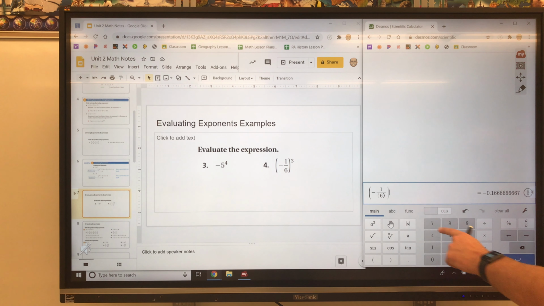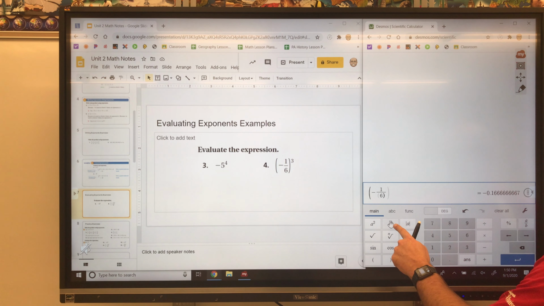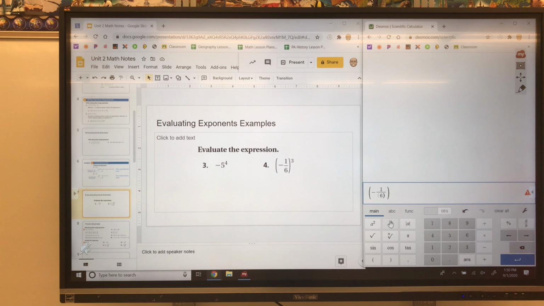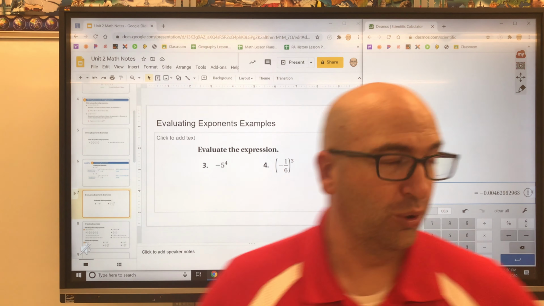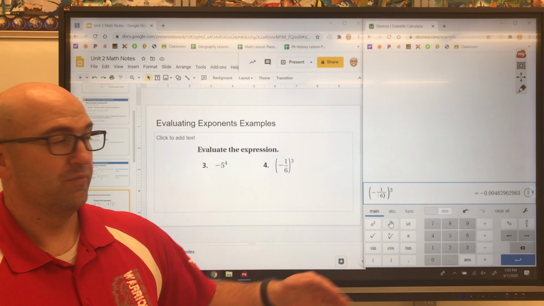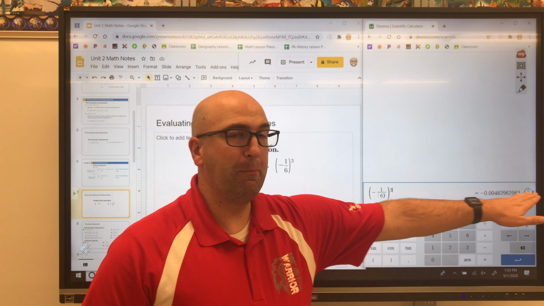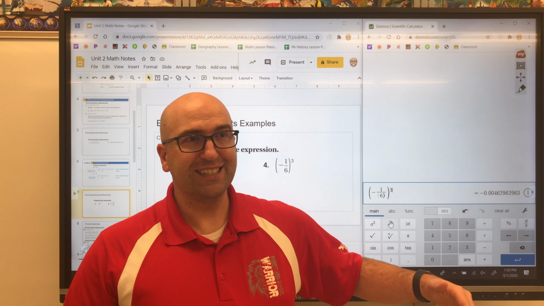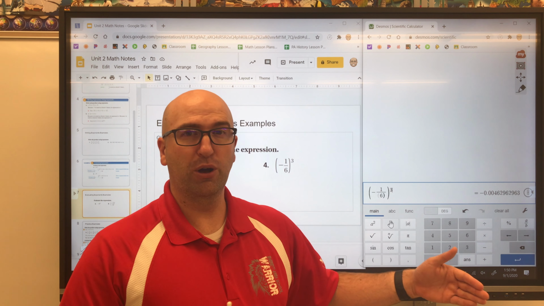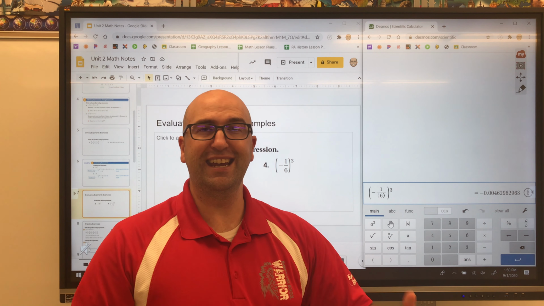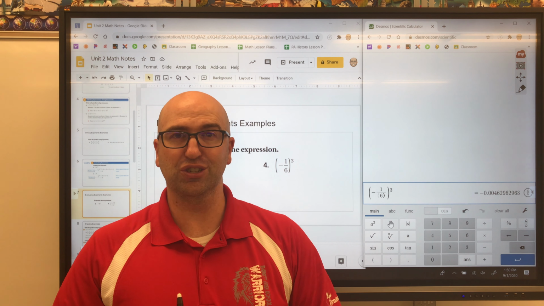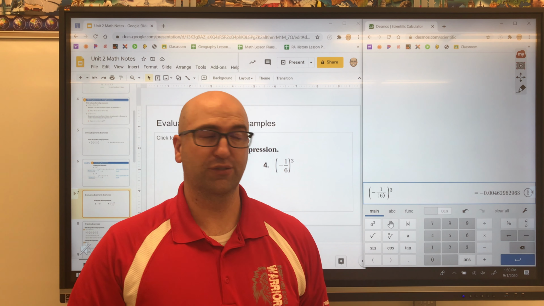Now I need that button again for my exponent. And my exponent is 3. My power is 3. So here is my answer to evaluating negative 1/6 to the 3rd. And you'll see it's a big decimal. In fact, this is why we're doing exponents first, because it's going to lead into the need of writing things in scientific notation, which we'll get to several lessons from now.